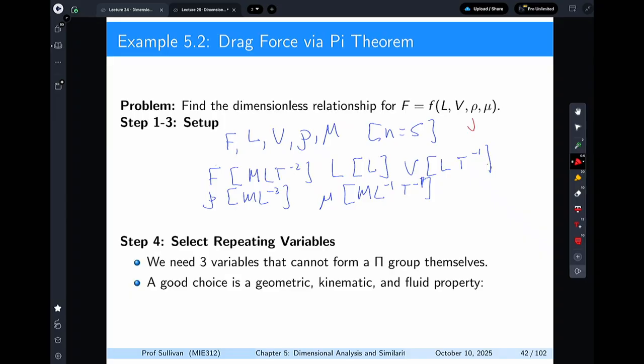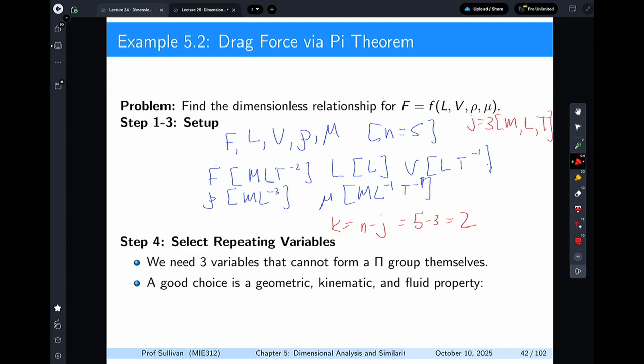So I have j equals 3 because I have M, L, and T. And so that is pi groups k equals n minus j, which equals 5 minus 3, which equals 2. And this is kind of remarkable that this works as well as it does. But that's all I have. So the number of pi groups I expect to get out of this is 2 pi groups. And they're going to be based on all of these.